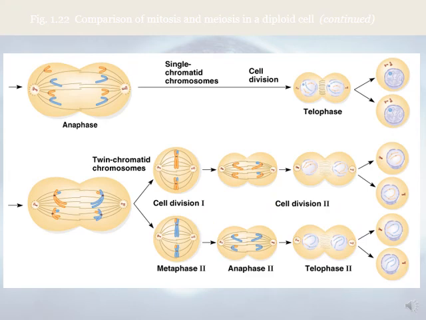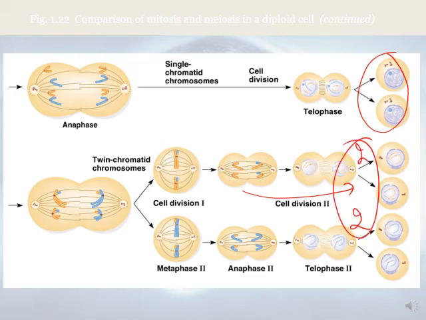In anaphase in mitosis, the sister chromatids are pulled apart, and we have at the end 2 daughter cells. This is the anaphase and telophase. For meiosis, we have cell division 1, and we have 2 daughter cells at the end. Then we have metaphase II, anaphase II, telophase II, and we have 2 daughter cells. So here we have 2, here we have 2, so the total will be 4 daughter cells, while in mitosis we have only 2 daughter cells.